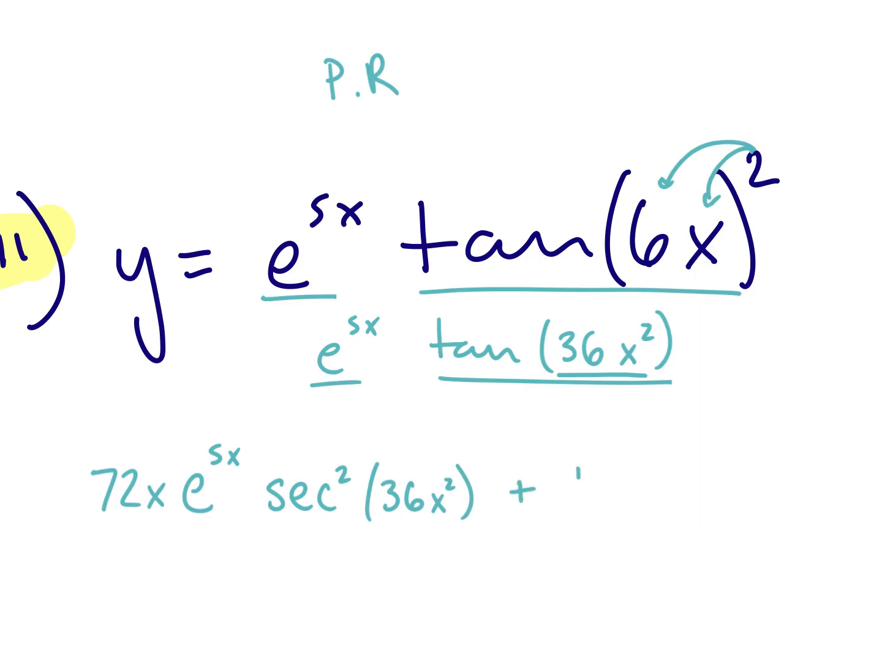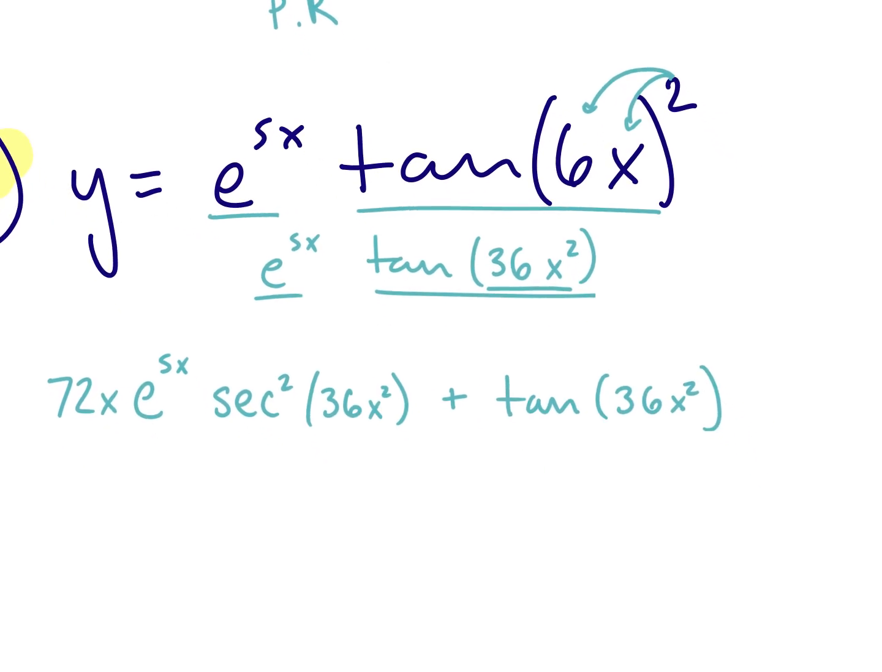Plus the second, so tangent of 36x squared, times the derivative of the first. What's the derivative of e to the power of 5x? Awesome. E to the power of 5x times 5. So times the derivative of the exponent.